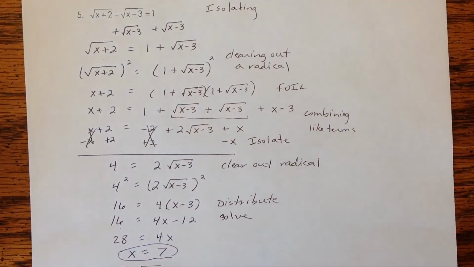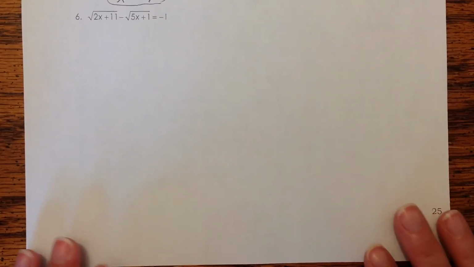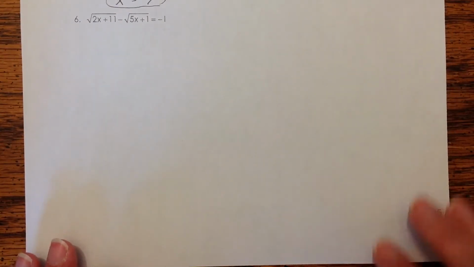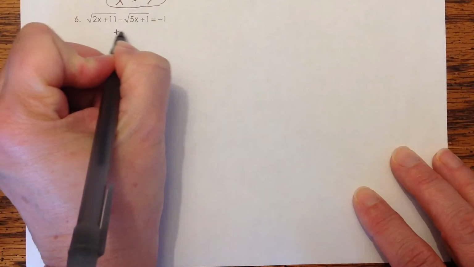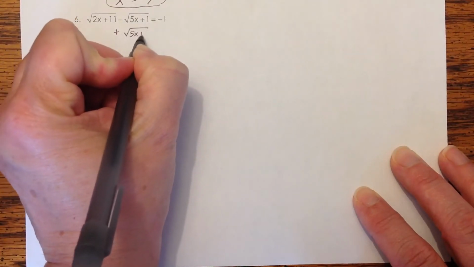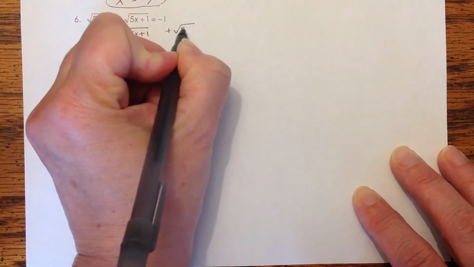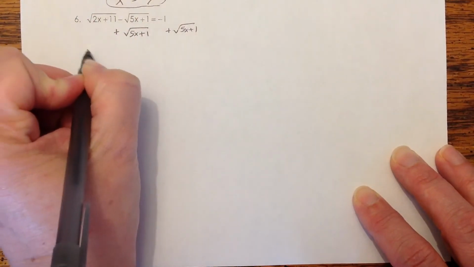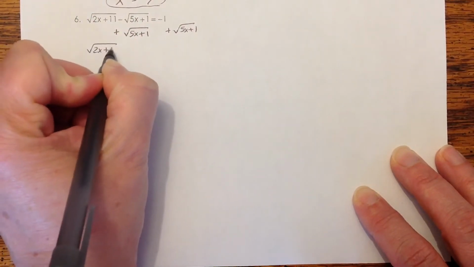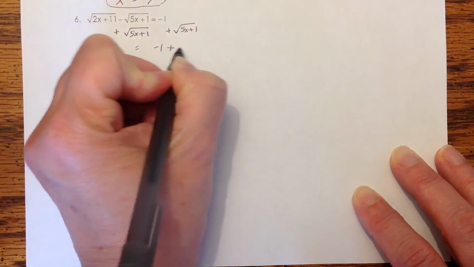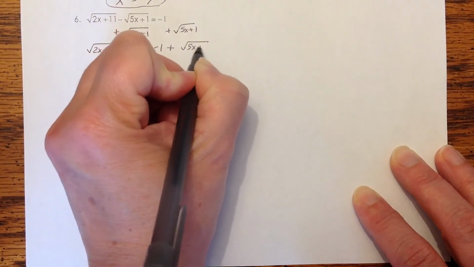So now we're going to try another one here, practicing this idea again. So we're going to start by isolating. So I'm going to add the square root of 5x plus 1 to both sides. So I get the square root of 2x plus 11 equals negative 1 plus the square root of 5x plus 1.